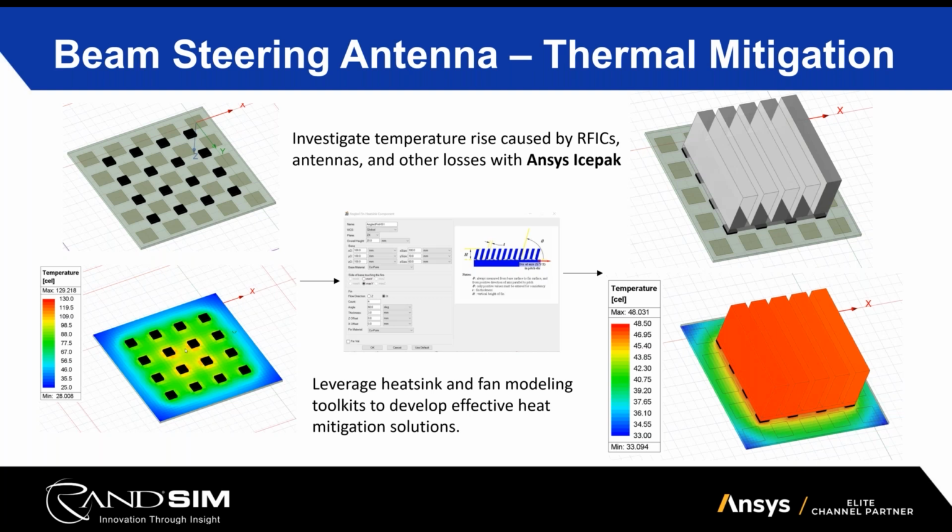IcePack has a couple of different toolkits built in, whether you want to use forced air cooling, such as developing a fan, or a toolkit like the one I've shown to develop a heat sink, which is what we did here. We just did a simple heat sink, the same size as the cross section of all these chips, made of copper, but you can change it to be whatever material you want. And we can see that we've gotten a significant reduction in heat by implementing that. It's pretty common to see heat sinks necessary on these types of arrays.